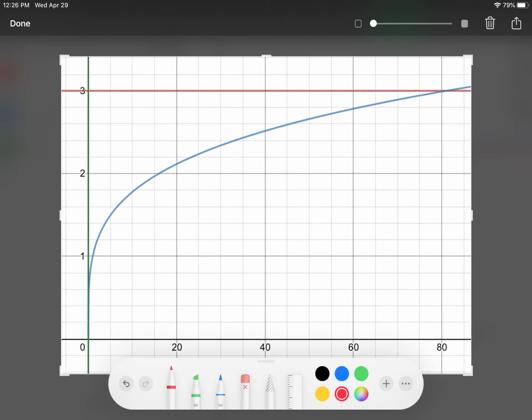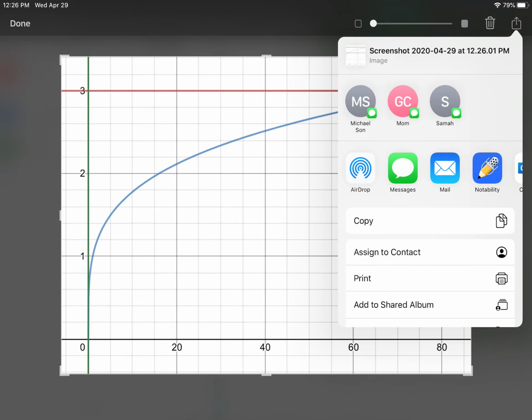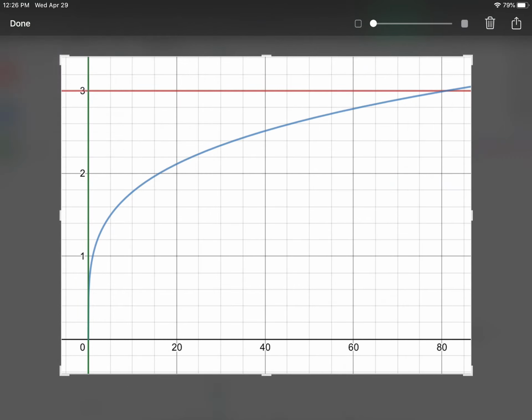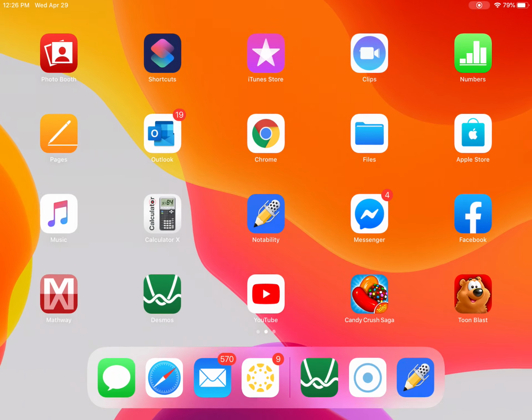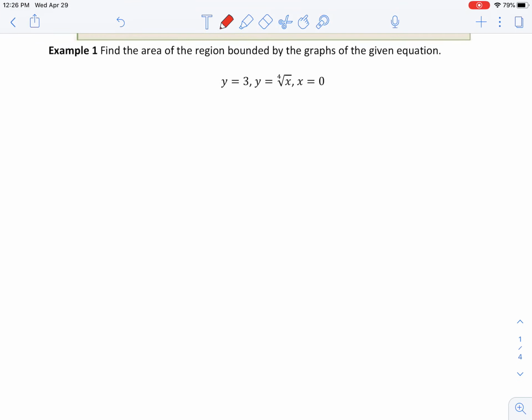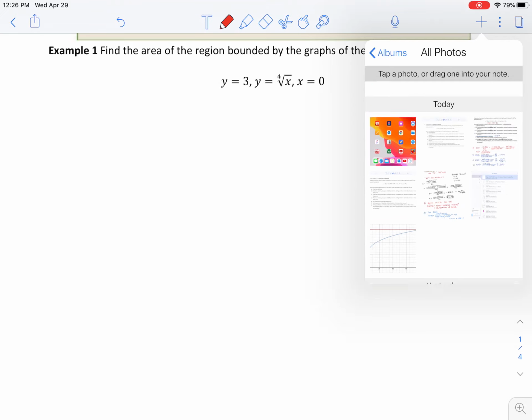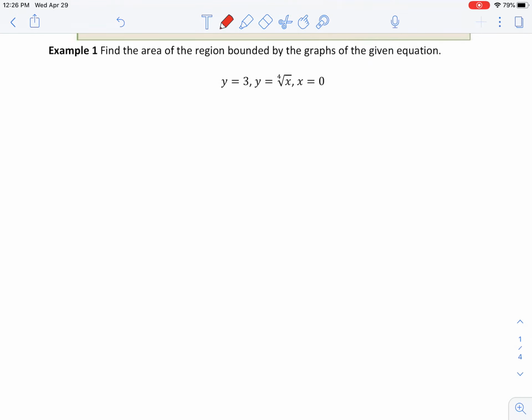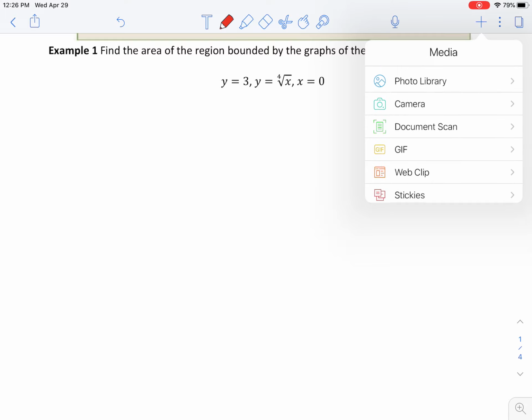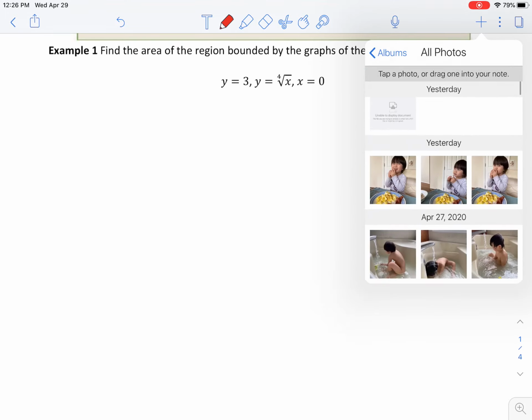Oh my gosh, no, don't draw it. So do you always need to have a picture? Not really, but it will be helpful to have one. Just going to go ahead and save it for right now. Save to photos. And then I will go back to my notes. And then I will paste this picture over here. Photo library. What are the pictures that I have?